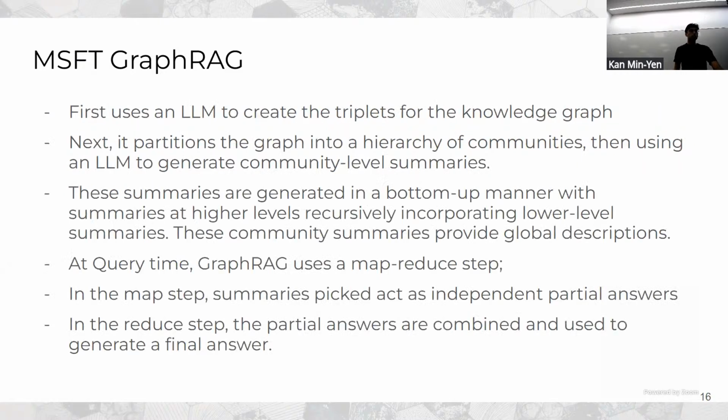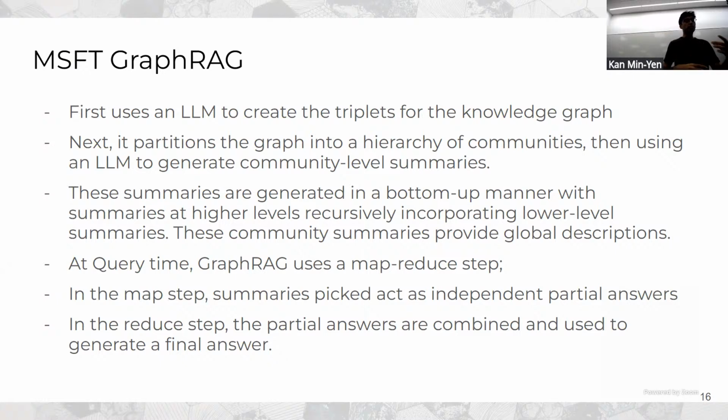And the method that they use: first they use an LLM to create the triplets, which forms the knowledge graph. After that, we partition the graph into a hierarchy of communities. Then you use the LLM to generate summaries for those communities. These summaries are generated from the lowest level and then recursively upwards. I'll explain this a bit more later, and I'm also going to show the exact algorithm to find the communities.